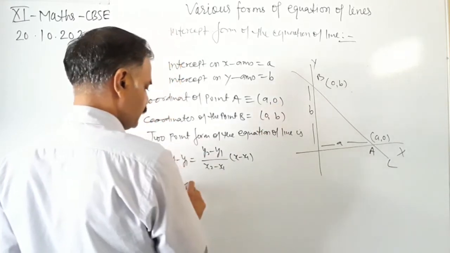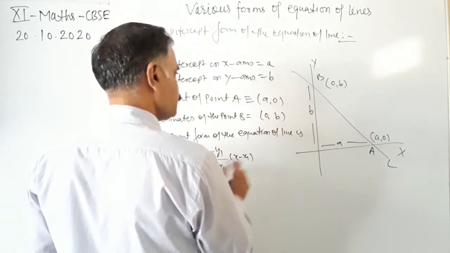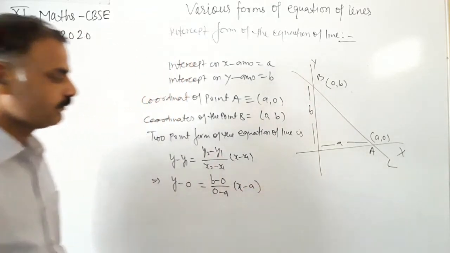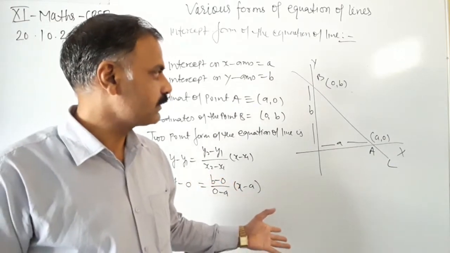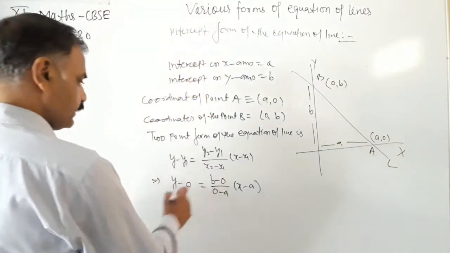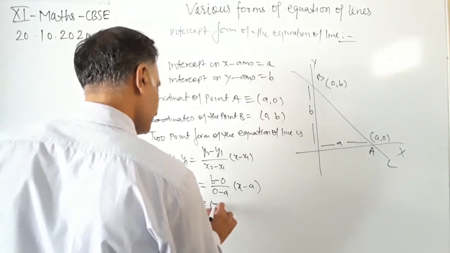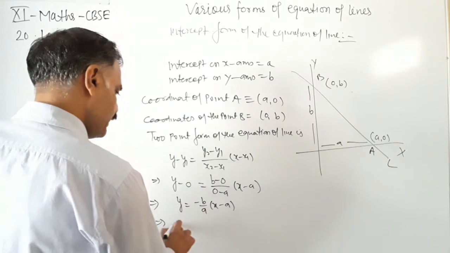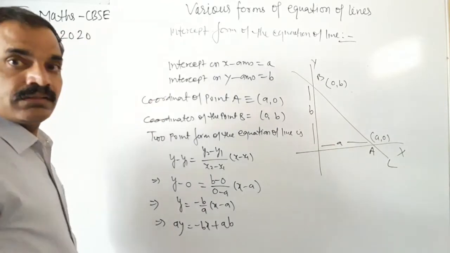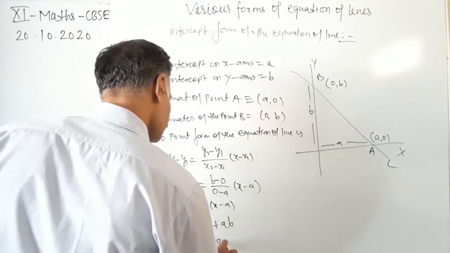So y minus 0 is equal to (b minus 0) upon (0 minus a) into (x minus a). Now we have to solve this and find the equation of the line L in intercept form. Solving this, we have y equals minus b upon a into (x minus a). Now ay equals minus bx plus ab. So solving this, we have bx plus ay equals ab.